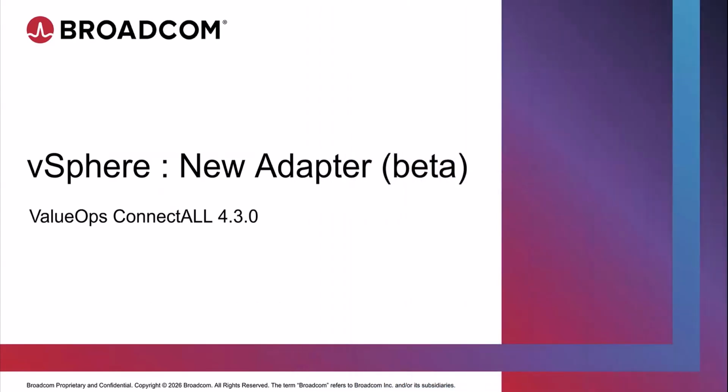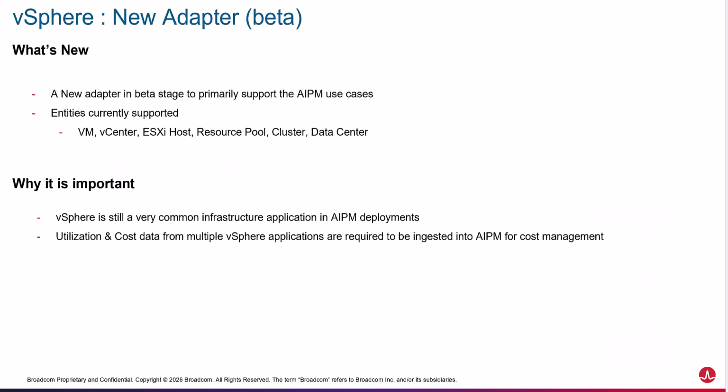Next one is the vSphere adapter. Again, this is an AIPM initiative, and we are calling this a beta stage adapter. The entities that we currently support here are VM, vCenter, host, resource pool, cluster, and data center. These are all a static list of entities that we support. And as I said, this is mainly for the AIPM opportunities that we are getting.